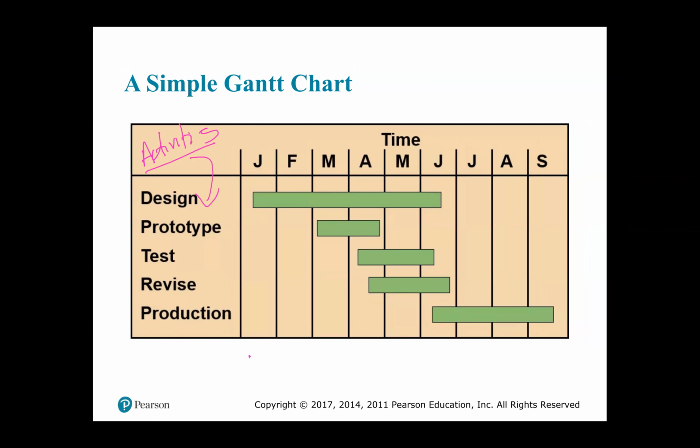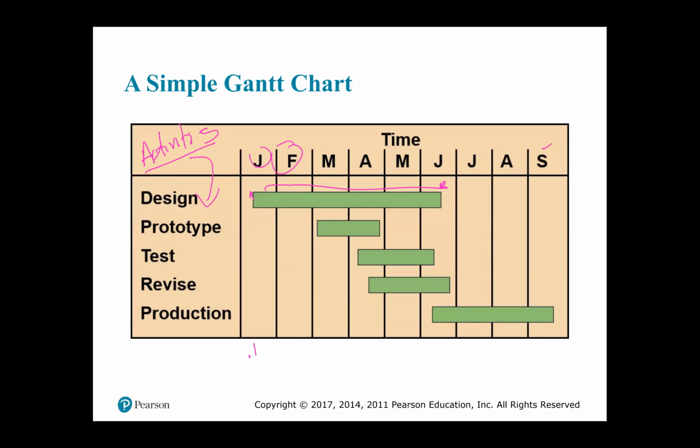prototype, test, revise, production. And then at the top, January, February, March, April, May, June, July, August, September, right? We expect that these are the time frames over which we will accomplish the project. And you see that the design of the project begins somewhere mid-January and runs to mid-June. And so the prototype begins early March and ends somewhere in late April. So this is a simple Gantt chart. The time is given just in terms of the months of the year.